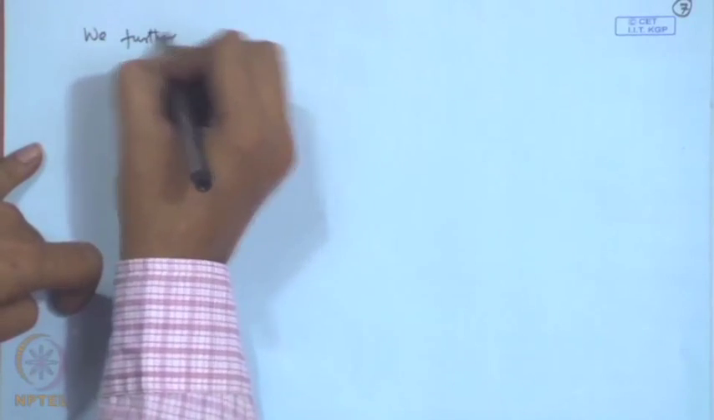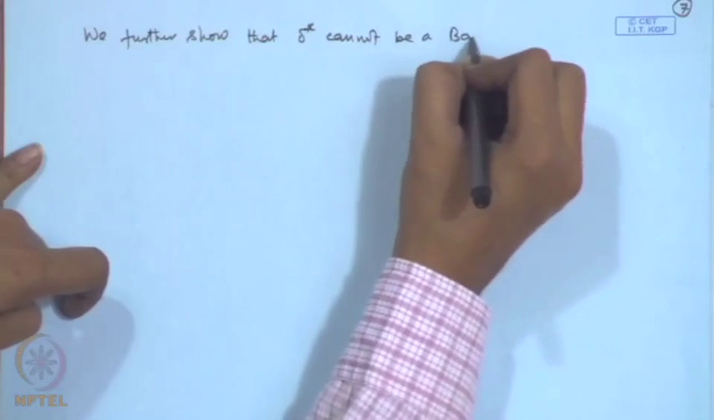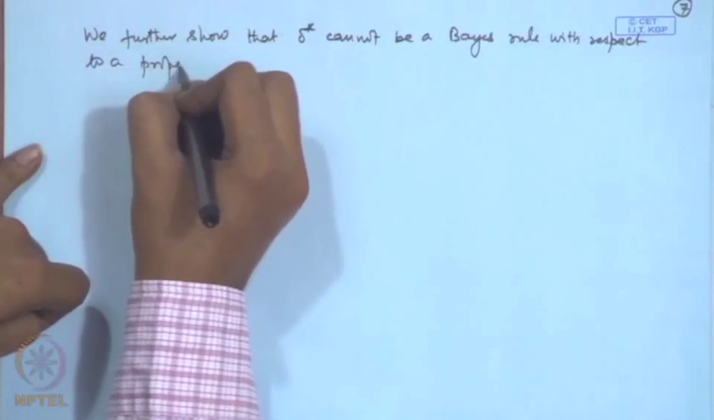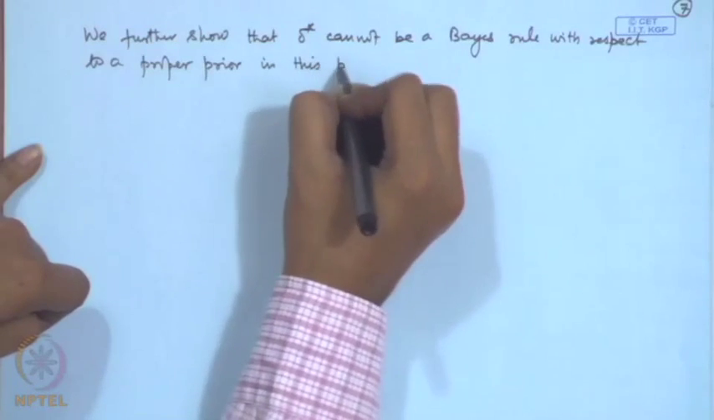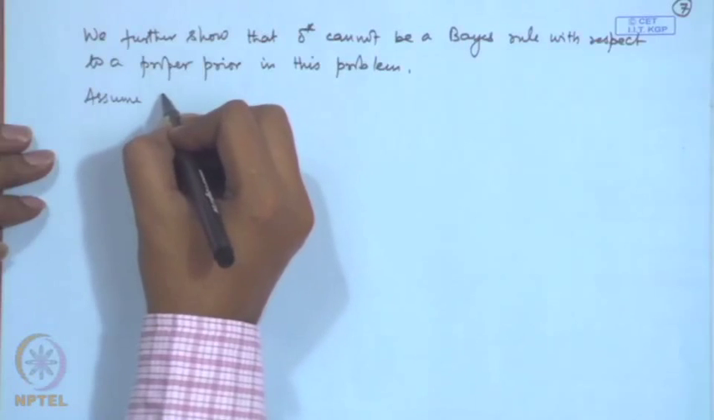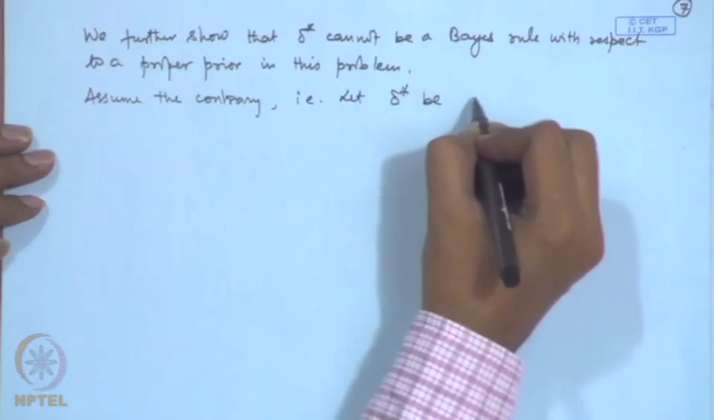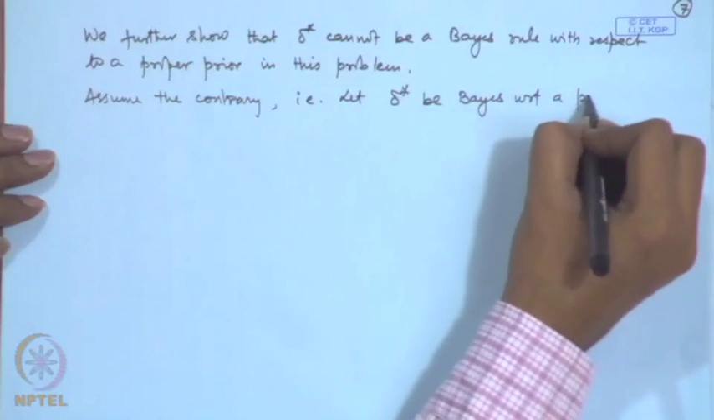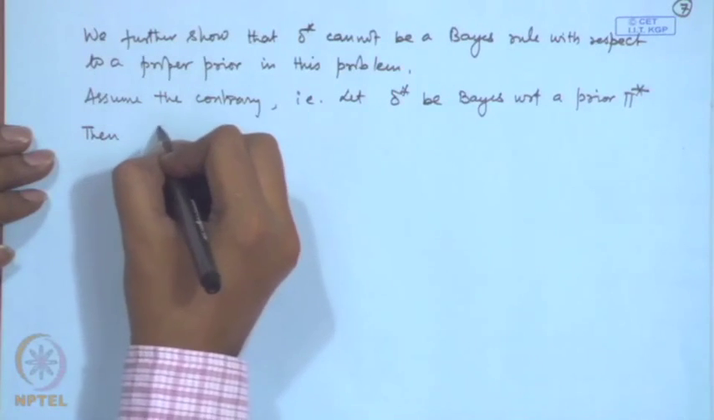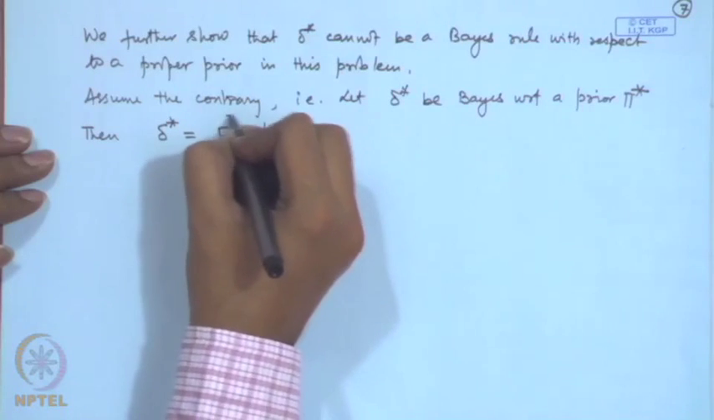We further show that delta star cannot be a Bayes rule with respect to a proper prior in this problem. Let us assume the contrary, that is, let delta star be Bayes with respect to a prior, say, pi star. If that is so, then in the squared error loss function you get delta of x is equal to the expectation of theta given x with respect to this particular prior.